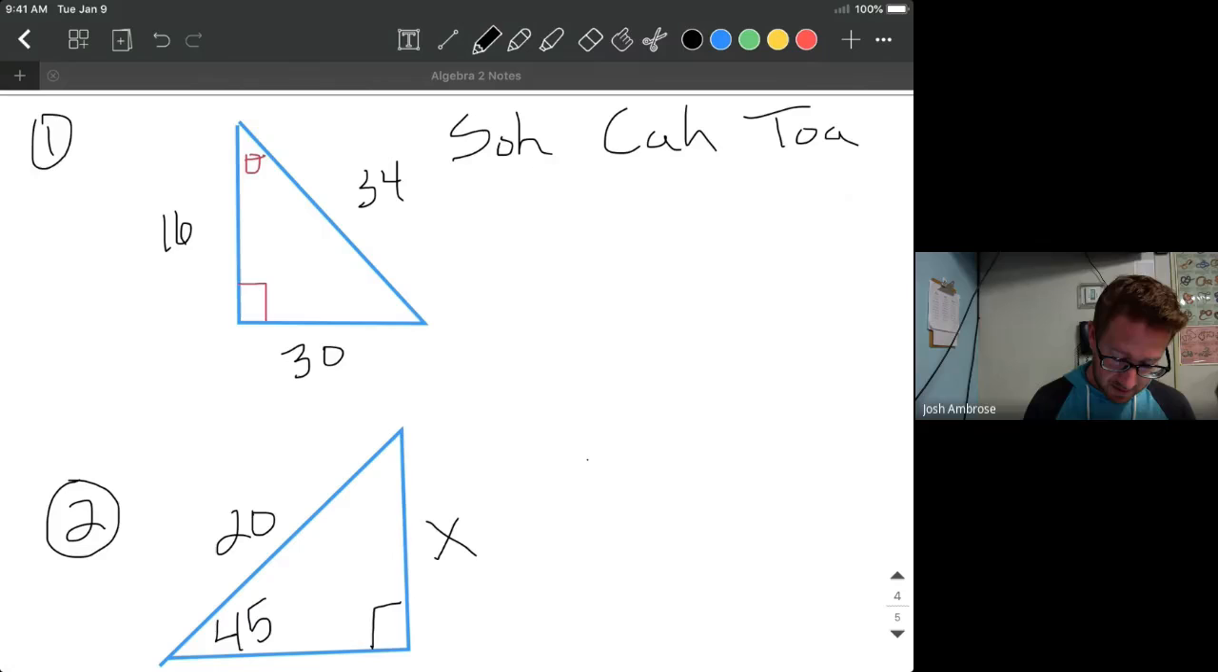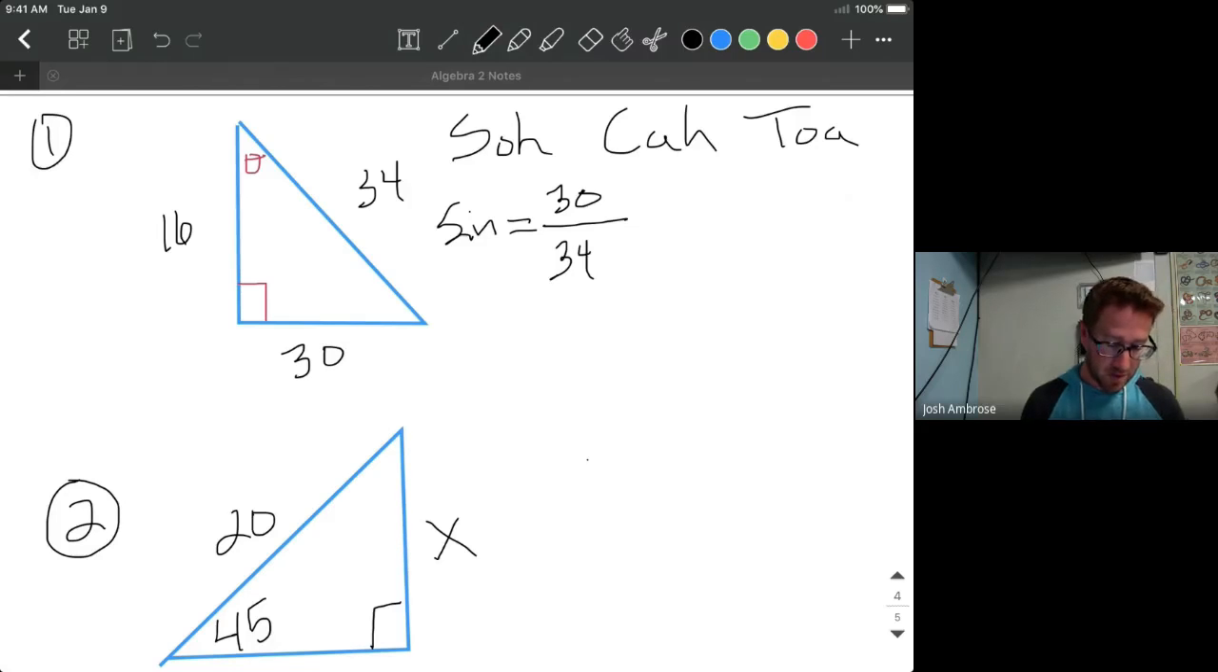Opposite is 30. All right, so 30 is opposite of theta, and h is the hypotenuse, and in this triangle, that is 34. And if we reduce that down, that should be 15 over 17. All right, so that was for sine.